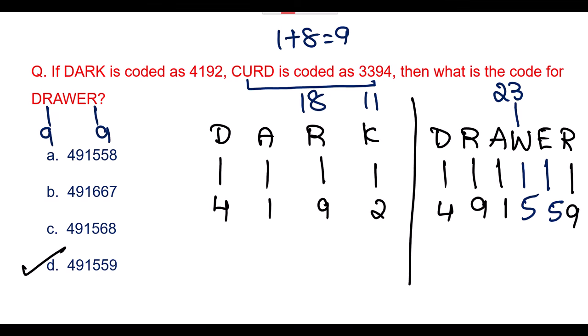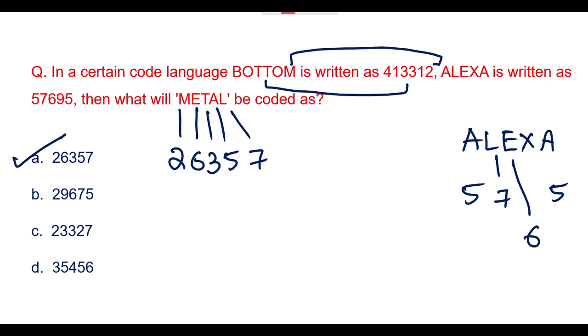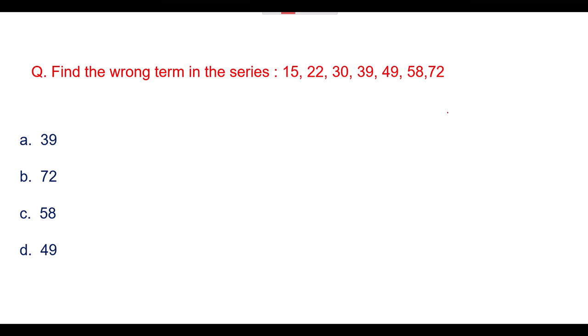Different letters, same number is given in that one, but here one letter, one number only. They don't repeat the number for another letter. You can cross-check that. Right? It looks similar, but the way of solving is different. Now, series wrong term. Wrong term in this series.